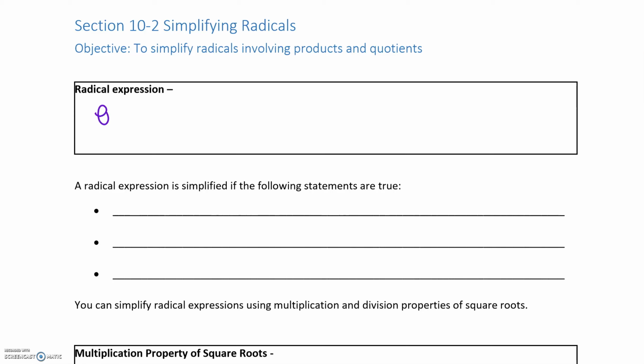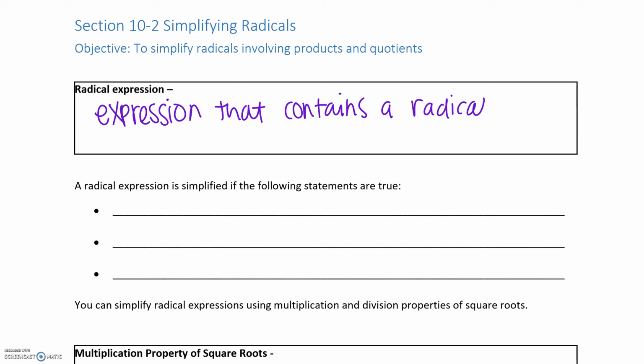So a radical expression is just an expression that contains a radical. Some of our examples are just the square root of 3 or the square root of 5x, or we can even have the square root of x minus 10. Any of those are considered radical expressions.